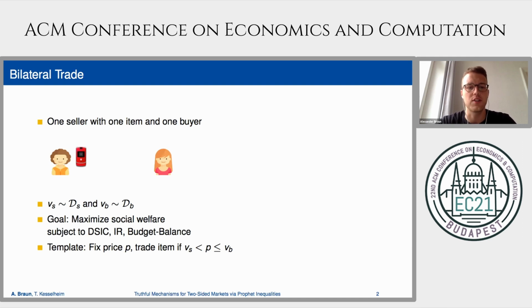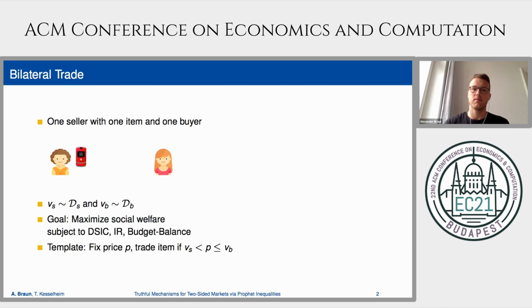The first constraint is dominant strategy incentive compatibility, meaning that for any agent, it's a dominant strategy to report her true value no matter what other agents report. We want it also to be individually rational, meaning that participating in the mechanism is not harmful, and we want it to be budget balanced.